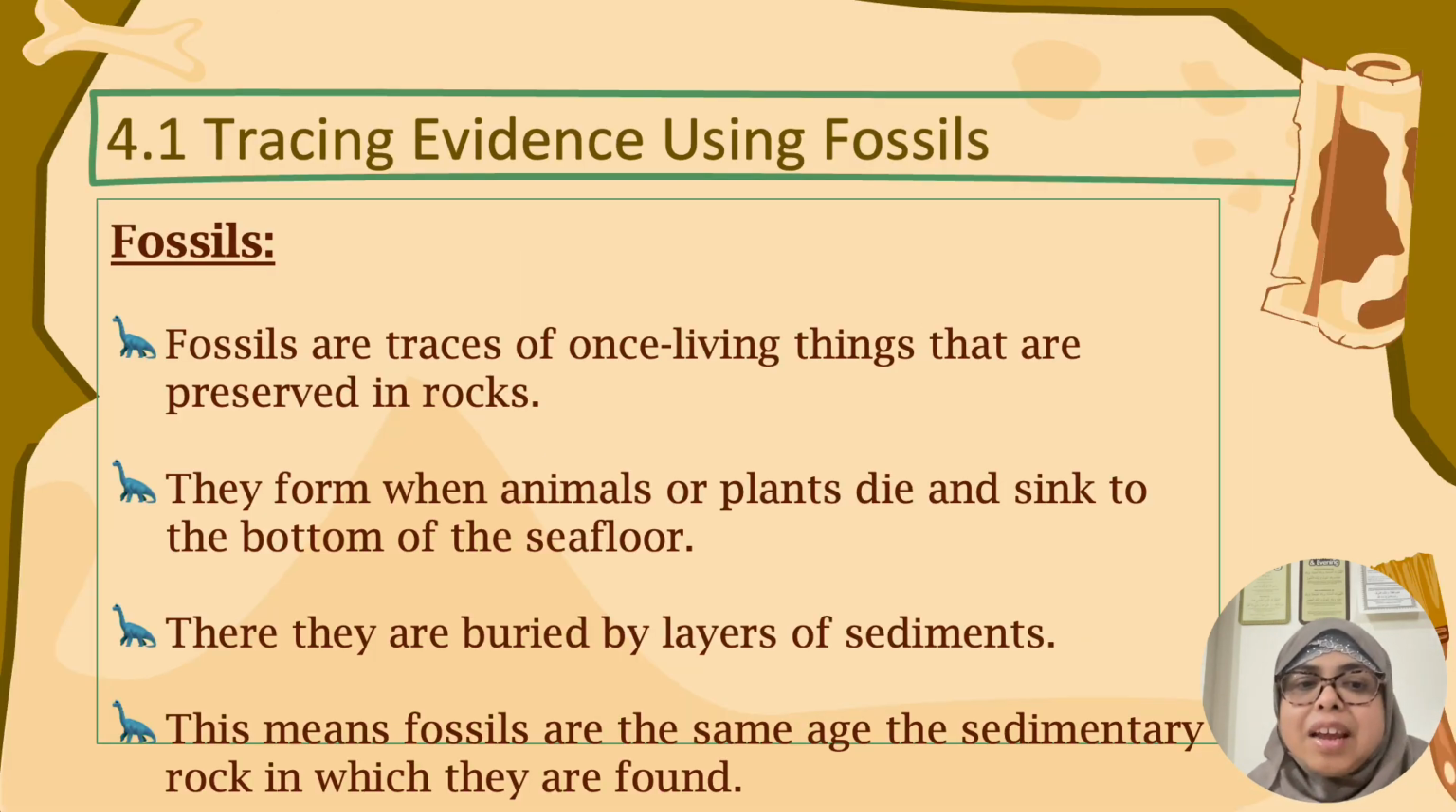So first of all, we're going to take a look at how tracing evidence using fossils is done. Fossils are essentially traces of once living things that are preserved in rocks. You know what, over here, even though they use the word traces, really not just traces. There are big fossils as well that have been found. They form when animals or plants die and sink to the bottom of the sea floor, and then they are buried by layers and layers of sand and sediments. And that means that the sedimentary rock in which they are found, the fossils, are that old, and usually they are millions of years old.